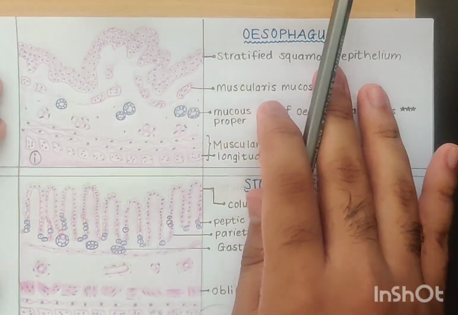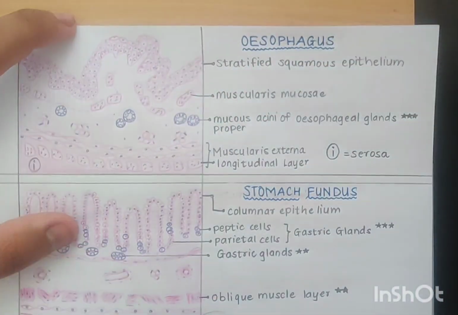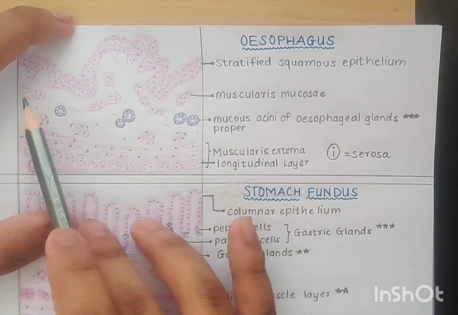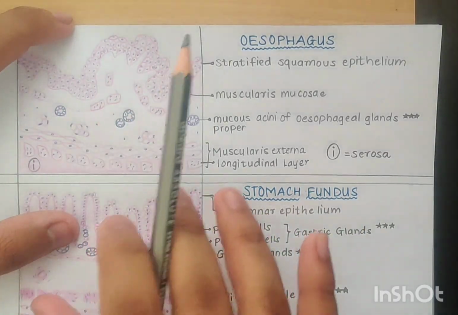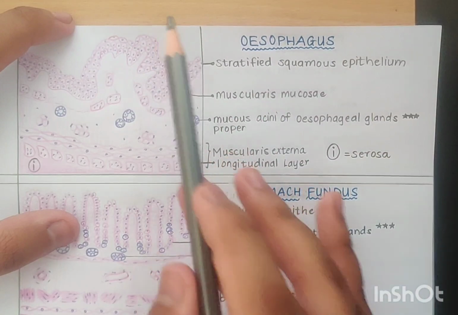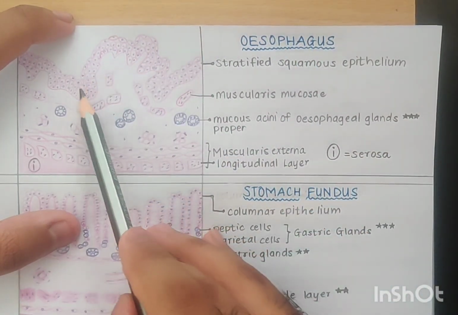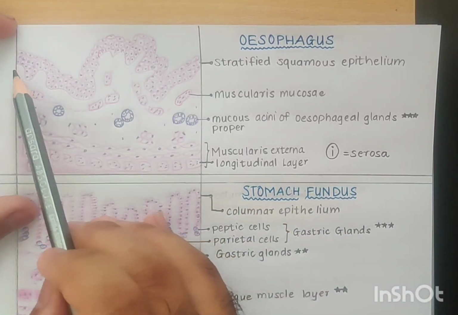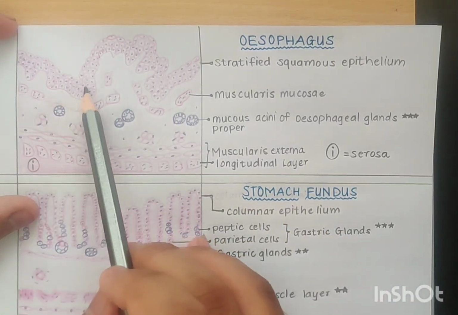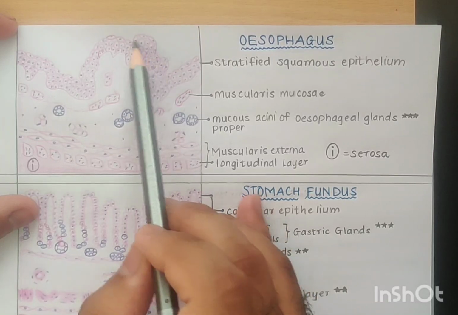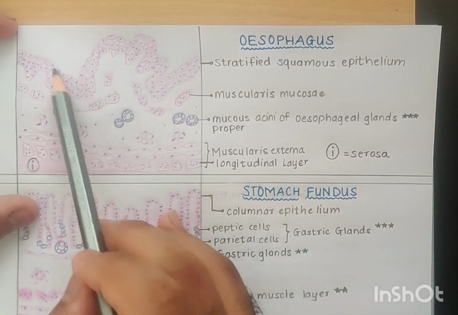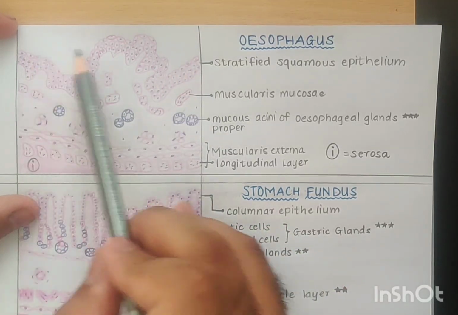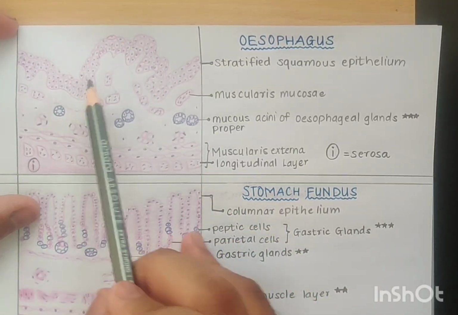Now, starting with the esophagus, I'm trying to focus on all the key features. Once we know the key features, the other features are more or less the same. So the first key feature of the esophagus is its stratified squamous epithelium. As we can see clearly here, there are multiple cell layers at first. Then we'll have this uppermost flattened cell layer, which is the squamous tissue. So this becomes the stratified squamous epithelium.